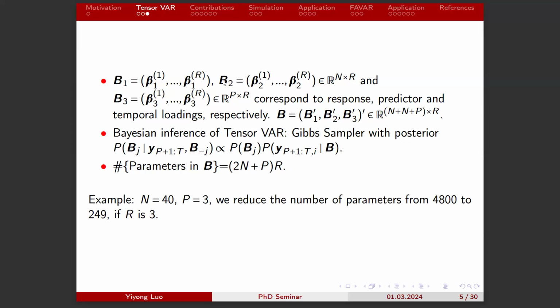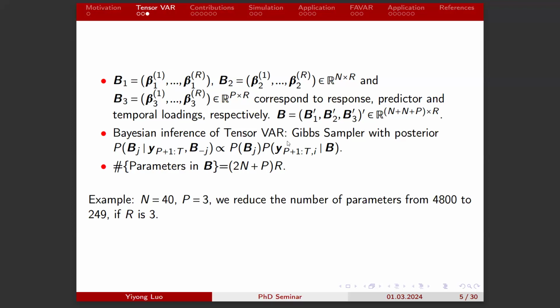Similarly, you can do the other way around. Each row of B_2 is the effect of a particular predictor on the whole economy. And you can see that B_3 has p rows, so each row is the effect of a particular lag on the whole economy. They have different meanings, and I call them response, predictor, and temporal loadings. If you stack these matrices together, you get your new parameter space B.